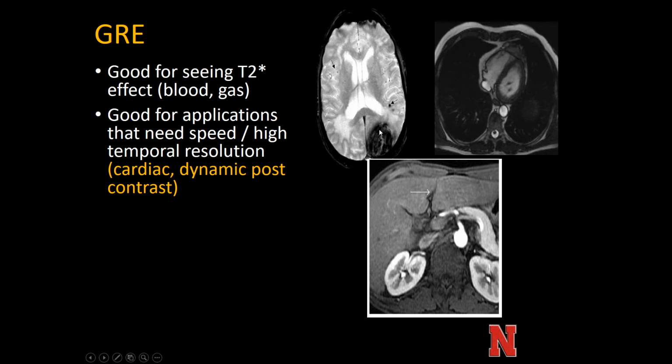In the brain, looking for hemorrhages, microhemorrhages, diffuse axonal injury, and cavernomas is a good use for the GRE sequence. These are in general good for applications that need spatial or good time resolution. So things that happen really fast, like cardiac imaging, is a frequent use for GRE imaging. Because of cardiac motion, you have to image really, really fast. Some people call it bright blood imaging in cardiac, which is a GRE sequence.